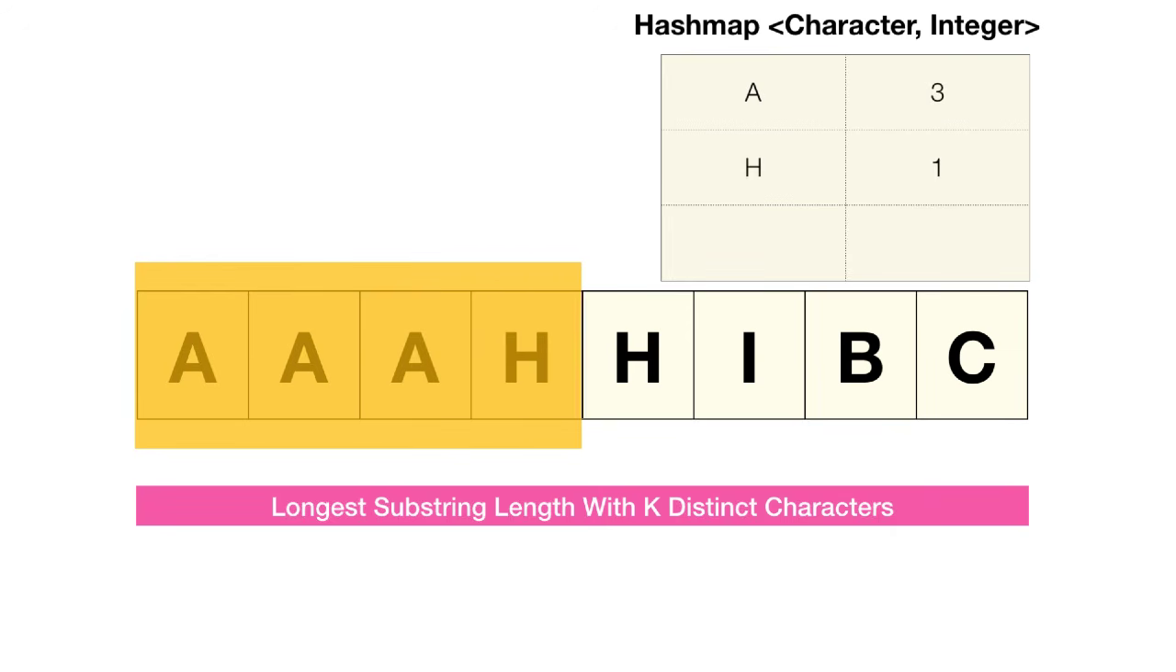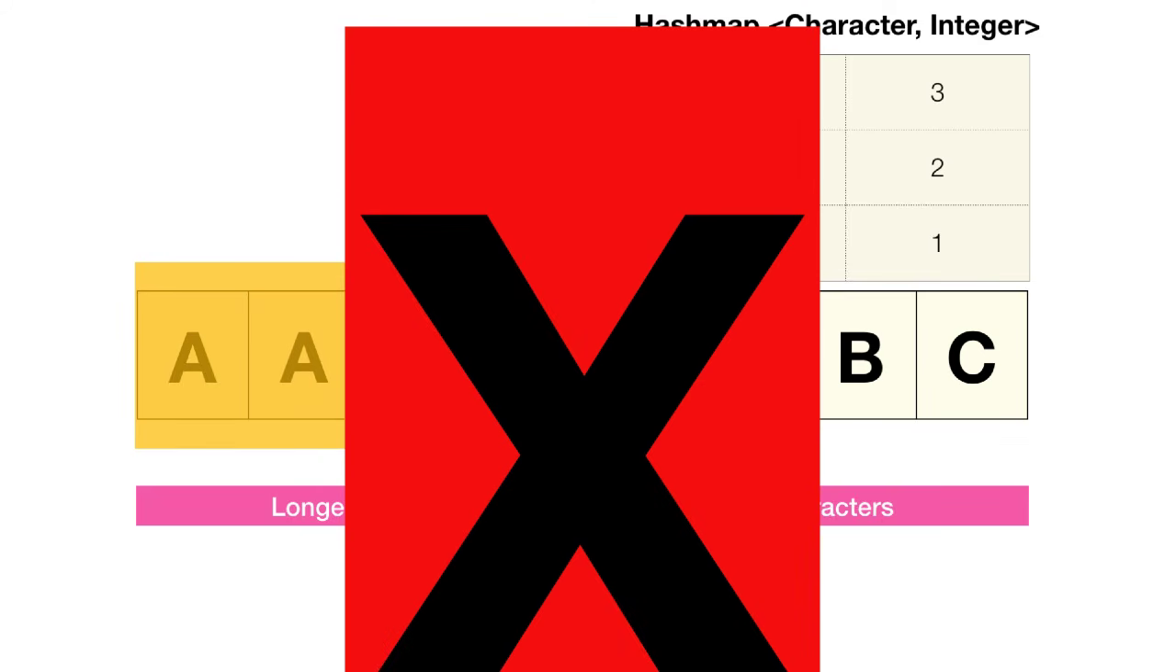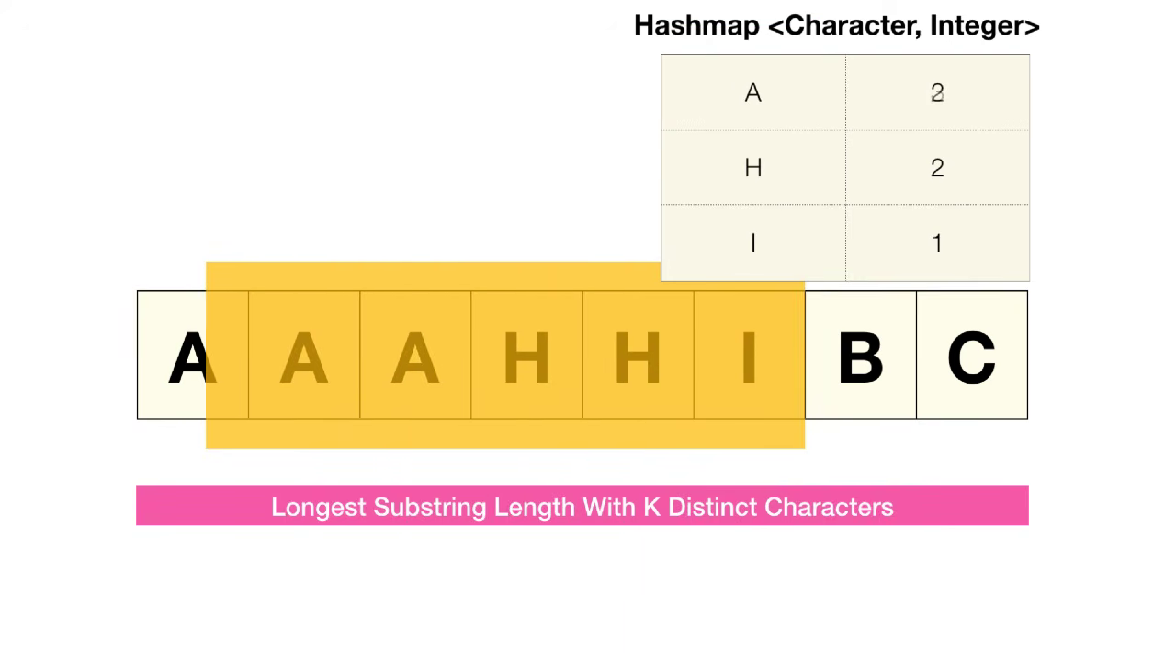Now we add H into the mix. That does satisfy the fact that we do not have more than 2 distinct characters. So I add an entry for that. And then it increments to 2 because now we have 2 occurrences of H, and our max substring length right now would be 5. So what I'm going to do is I'm going to add I into the mix. So I add I, and you can immediately see that what has happened is we have violated the constraint because we have 3 values. So what we need to do is we need to shrink the left value.